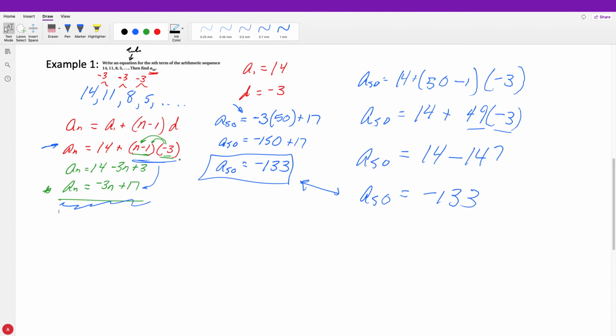All right, so this is what we do for an arithmetic sequence. I know we just went through this kind of quickly. We're going to talk about this more in detail in class, though.